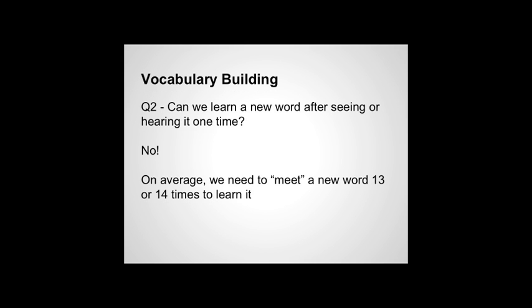Question 2. Can we learn a word after seeing or hearing it one time? The answer is no. Research has shown that we need to meet a word 13 or 14 times to learn it. We can meet words by reading them in books or hearing them in conversation. Maybe we can understand it from the context after meeting it once, but we need to meet a word many times before we can remember it.